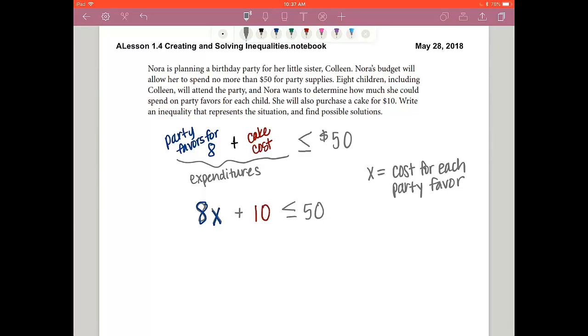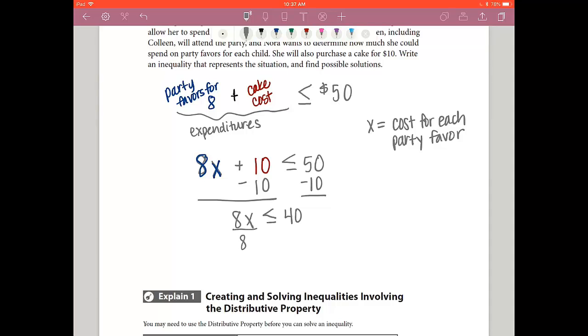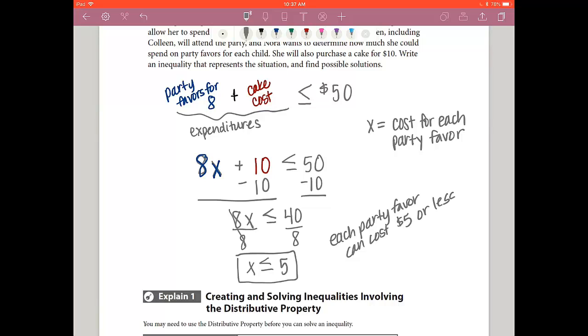So here's our party favor cost, our cake cost, add that together, and it needs to be less than or equal to 50. Now we're going to solve the inequality by subtracting 10 from both sides. That gives us 8x is less than or equal to 40. We're going to divide both sides by 8. And x is less than or equal to 5, meaning that each party favor can cost $5 or less.